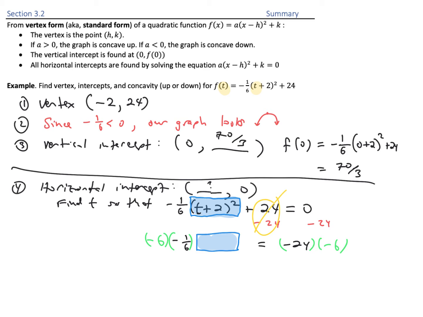And I know that multiplying negative 6 times negative 1/6 is going to be 1. So those are essentially canceling each other out. By multiplying together to be 1, they essentially go away. And then on the right-hand side, I have negative 24 times negative 6, which is positive 144. So now I know that the box is equal to 144. So the stuff inside the box is equal to 144.